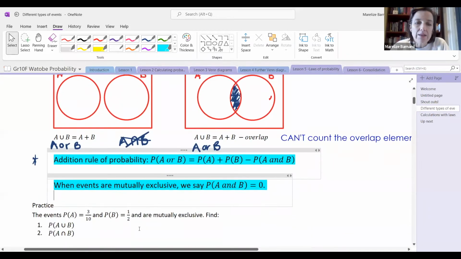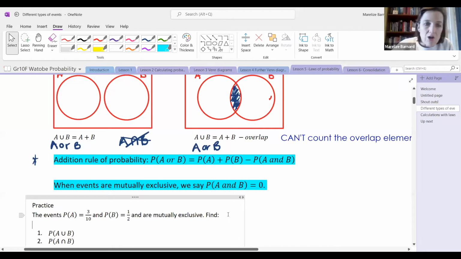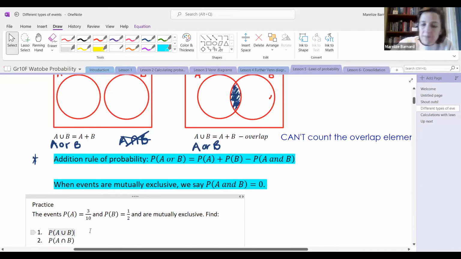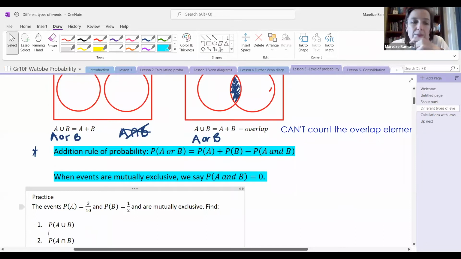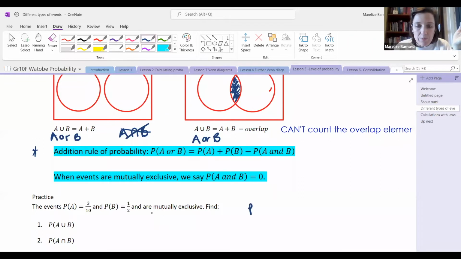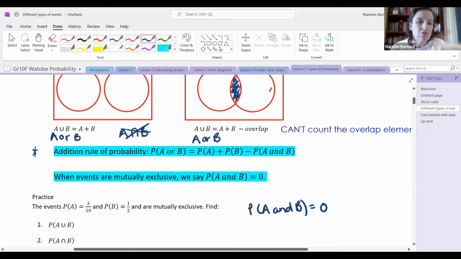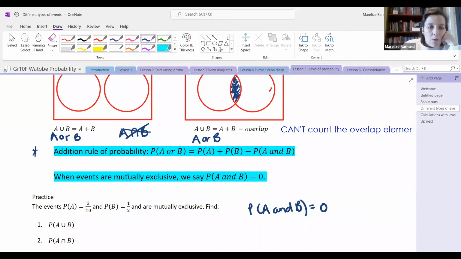Right, so let's see how we're going to do this in an actual question and how it gets asked. So the first question says, the probability of A is 3/10, and the probability of B is equal to 1/2, and they are mutually exclusive. Okay, so what do we know? We know that the probability of A and B for mutually exclusive events must equal 0 because there is no overlap. So what is the probability of A or B? Remember, the U sign means or.